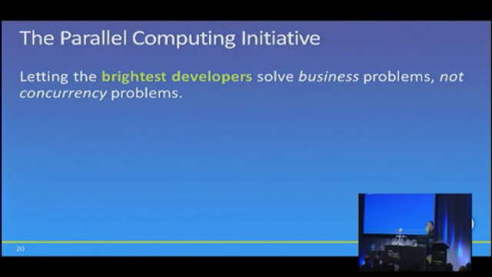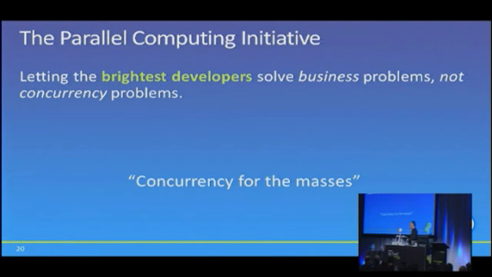So the Parallel Computing Initiative is all about taking developers and saying, hey, your problem shouldn't be about concurrency. Your problem should be about meeting the business need, okay? You guys aren't paid to write concurrent programs. You're paid to meet what your client wants you to do. So it's concurrency for the masses is what Microsoft like to say, okay? We're saying you don't have to worry about threads or thread affinity or anything like that. We'll do all that hard work for you. Instead, we'll give you really easy ways to do parallel computing.